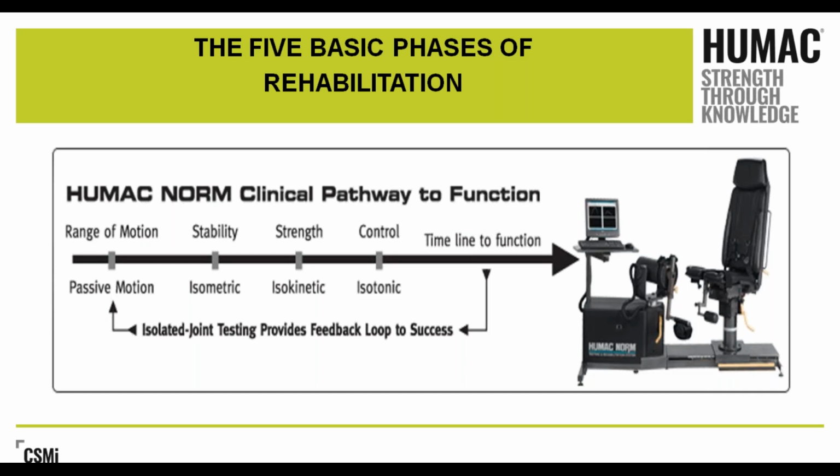So again, we've always talked about the 5 basic phases. Mobility, talking about passive range of motion. Stability, when we get into isometrics. And tonight, the big one's really going to be strength. It's the isokinetic component, because there is not a better mode of exercise than isokinetics if you want to develop strength, pure strength. And we're going to talk about that tonight. Then next month, we'll talk about control. We'll get into our timeline for function, and all of our testing parameters.